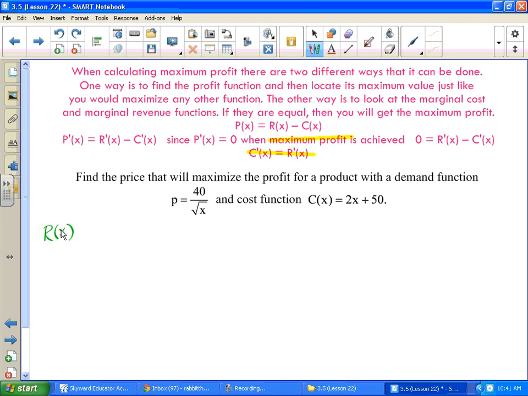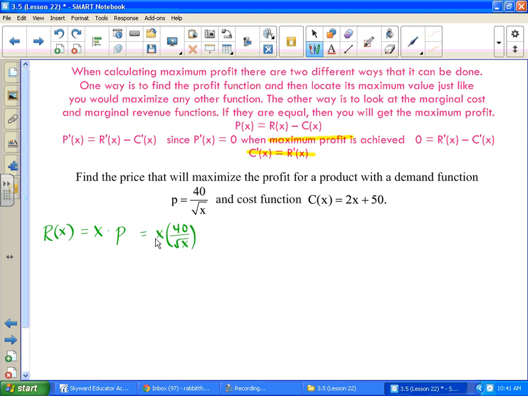Your profit is your revenue minus cost, but how do I come up with my revenue function? What do I do with my demand? I take x times my demand. So that's what you're going to do if you're given a demand function. You take x times your demand, that gives you your revenue. So this is going to be x times 40 over square root of x.